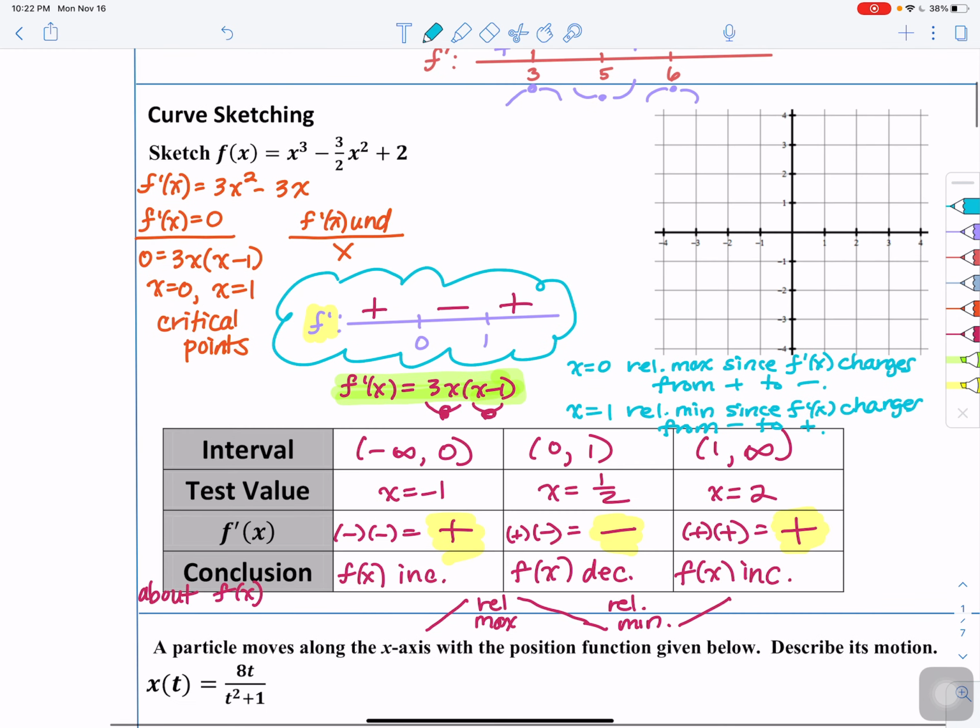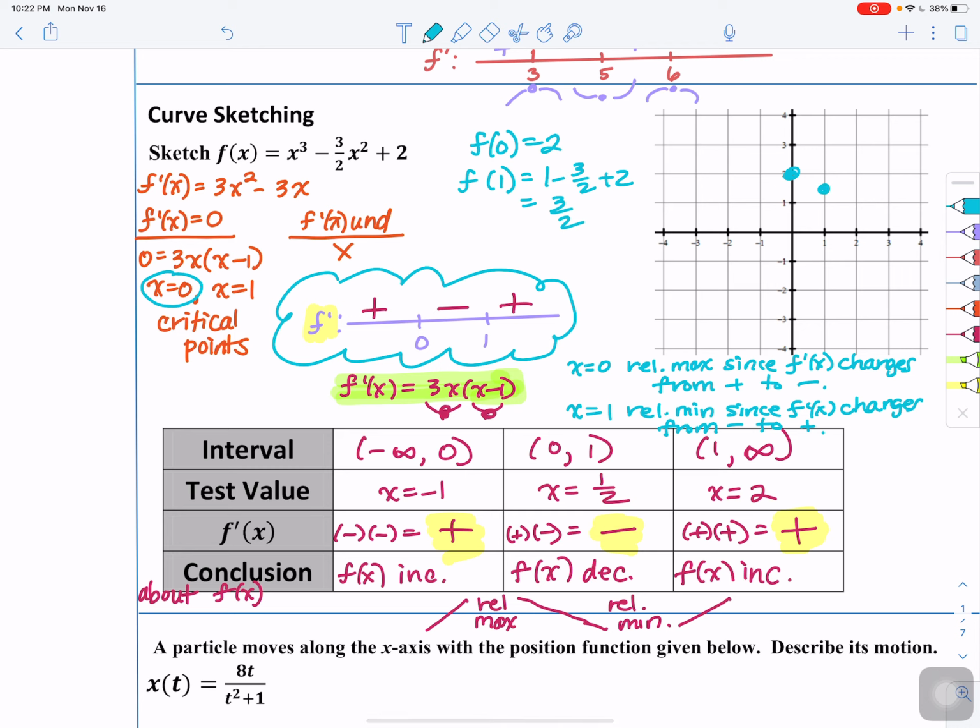Actually, we wanted to try to sketch this graph. Let's go ahead and sketch this graph. So when we find critical points, these are actually x values on f of x. We found them using f prime. So let's just find some points on this graph. f of 0, that was one of our critical points, is just equal to 2. And let's find our other critical point, f of 1. What would that be? 1 minus 3/2 plus 2. So that would be 3/2. So we would have (1, 3/2).